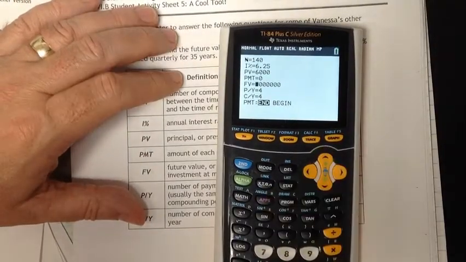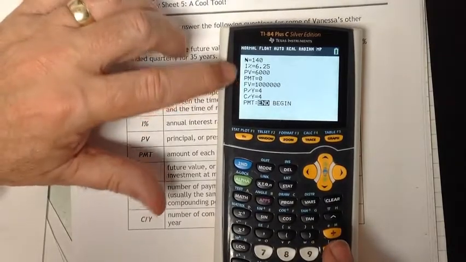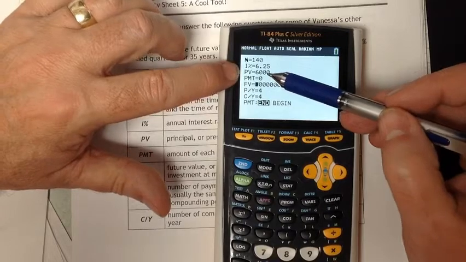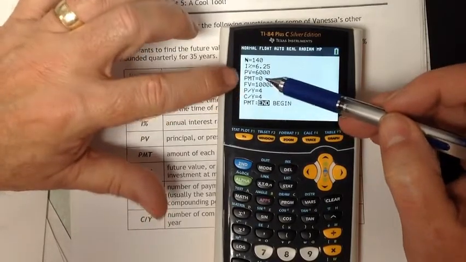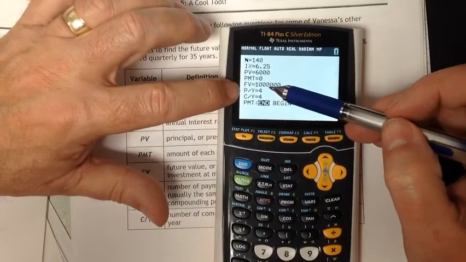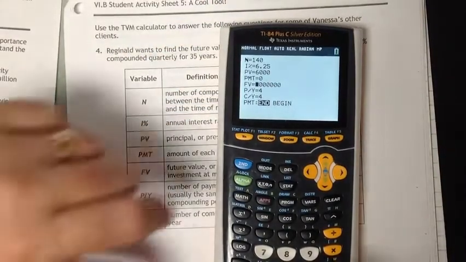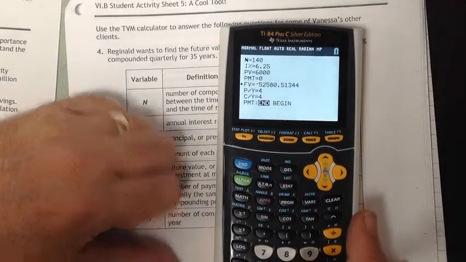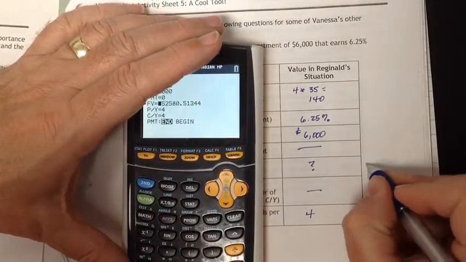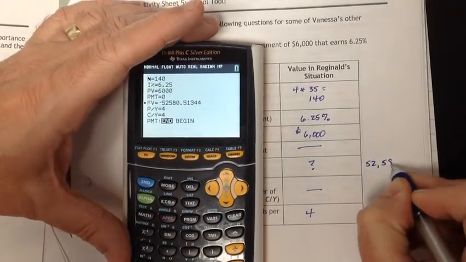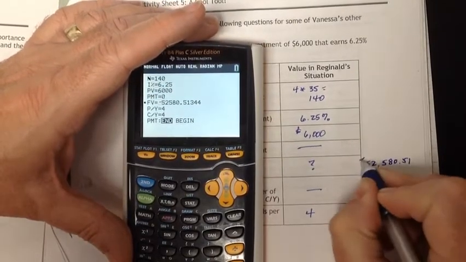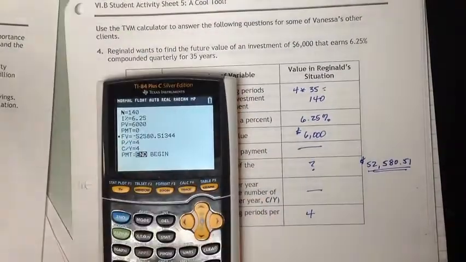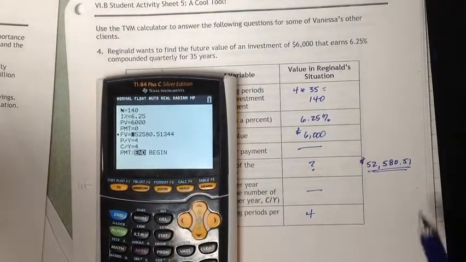Then I'm going to come up to future value. Now, the present value and future value will always be different signs. If I put a positive in here for the present value, my future value will be negative, and vice versa. If I put negative here, I'm going to have a positive here. They'll be the same numbers, but just different signs. So I'm going to hit alpha, enter, and I get 52,580 and 51 cents. So that's the future value in 35 years of the 6,000 you started with.